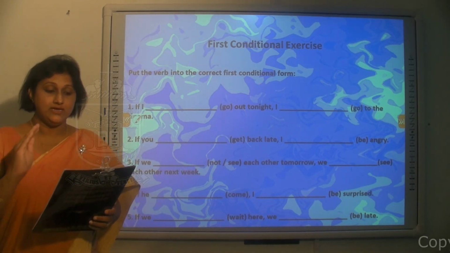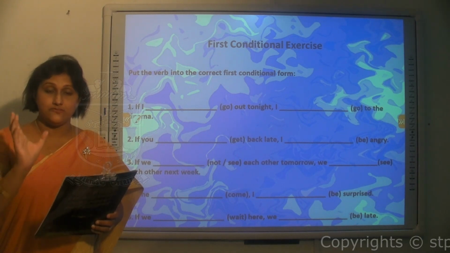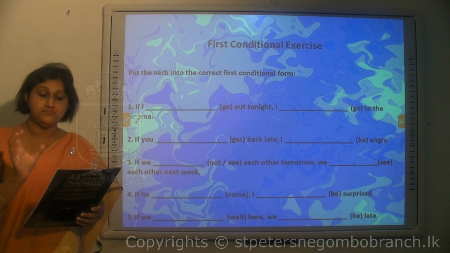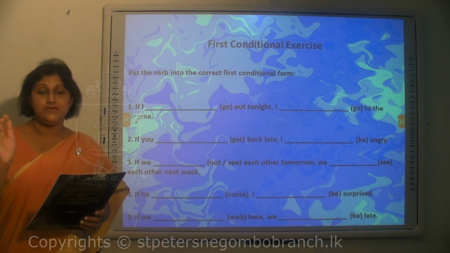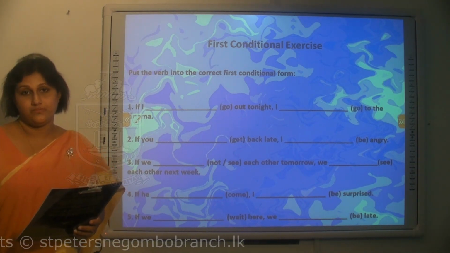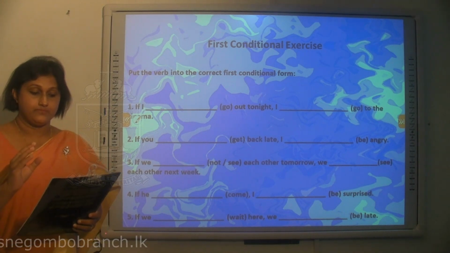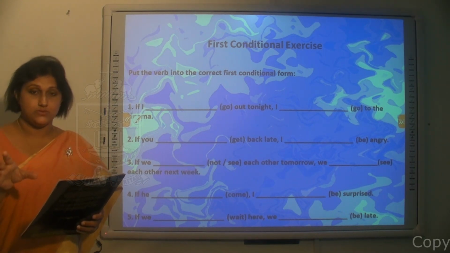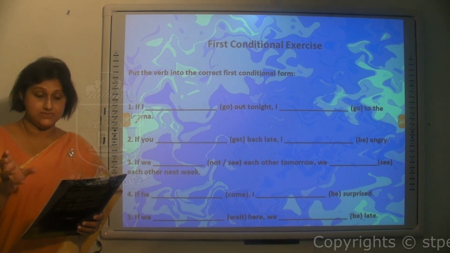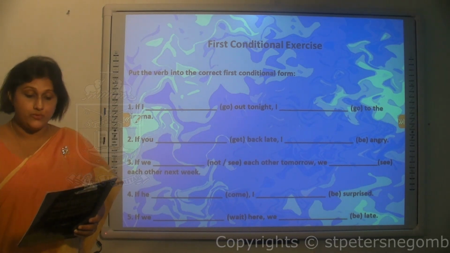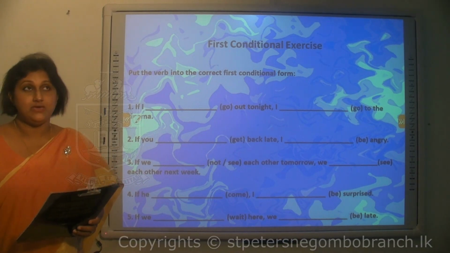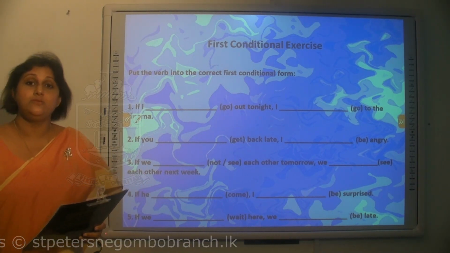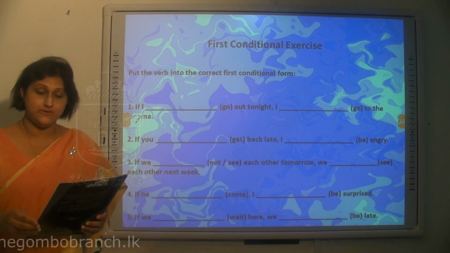Next one: if he blank, the stem verb is given as come. If he comes, I will be surprised. Last one: if we blank here, it has to be wait, simple present tense. If we wait here, we blank be late. We may be late, we can be late, we will be late. Okay, children?